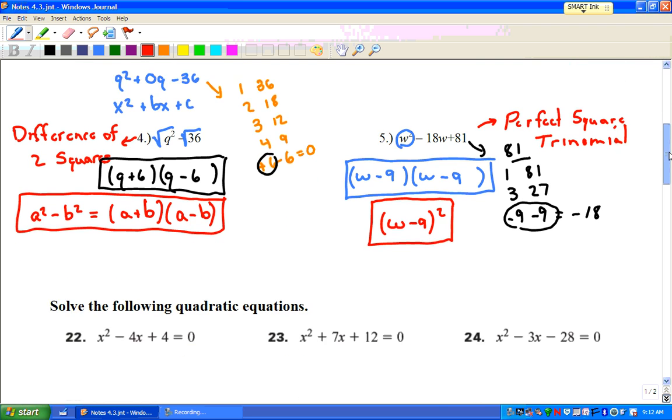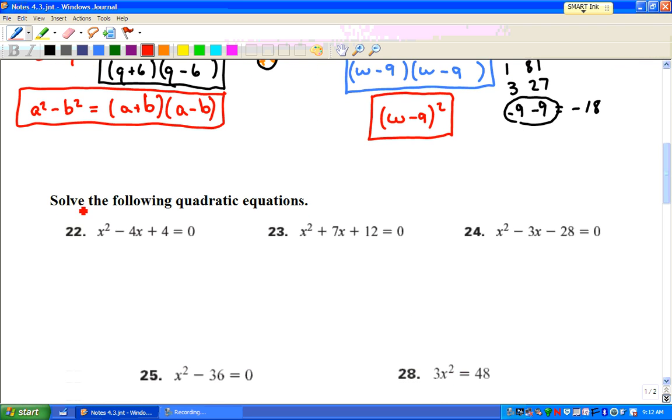Okay? Now, one difference. This one right here says solve the following quadratic equations. And when we're solving quadratic equations, we're going to find solutions that are known as your roots of the quadratic. So all you're going to do for this one is do the same thing. You're going to take out your c term.